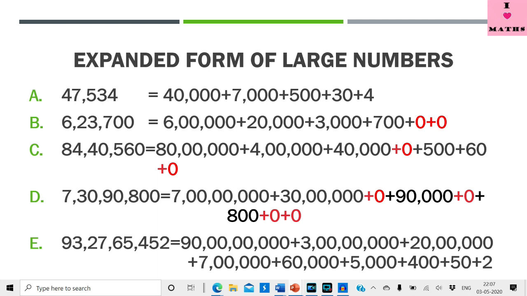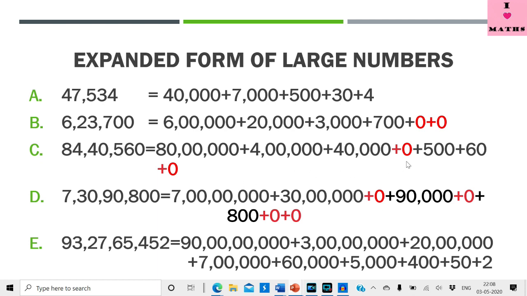Let me first read the number. 84 lakh 40,560. So in the expanded form, it will be 80 lakh plus 4 lakh plus 40,000 plus 0. Now this 0 is there because of this 0 at the thousands place.